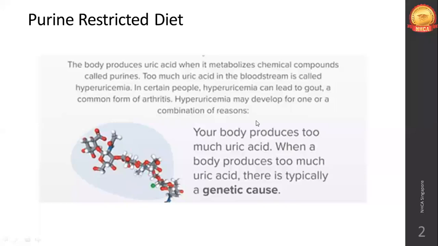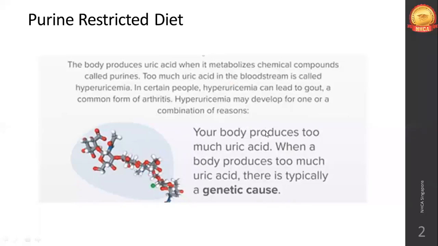So the body produces uric acid when it metabolizes chemical compounds called purines. These extra purines will be deposited in the joints. That leads to inflammation of the joints, and anatomical changes will be seen in the joints. Too much uric acid in the bloodstream is called hyperuricemia. In certain people, hyperuricemia leads to gout, and it's a common form of arthritis.